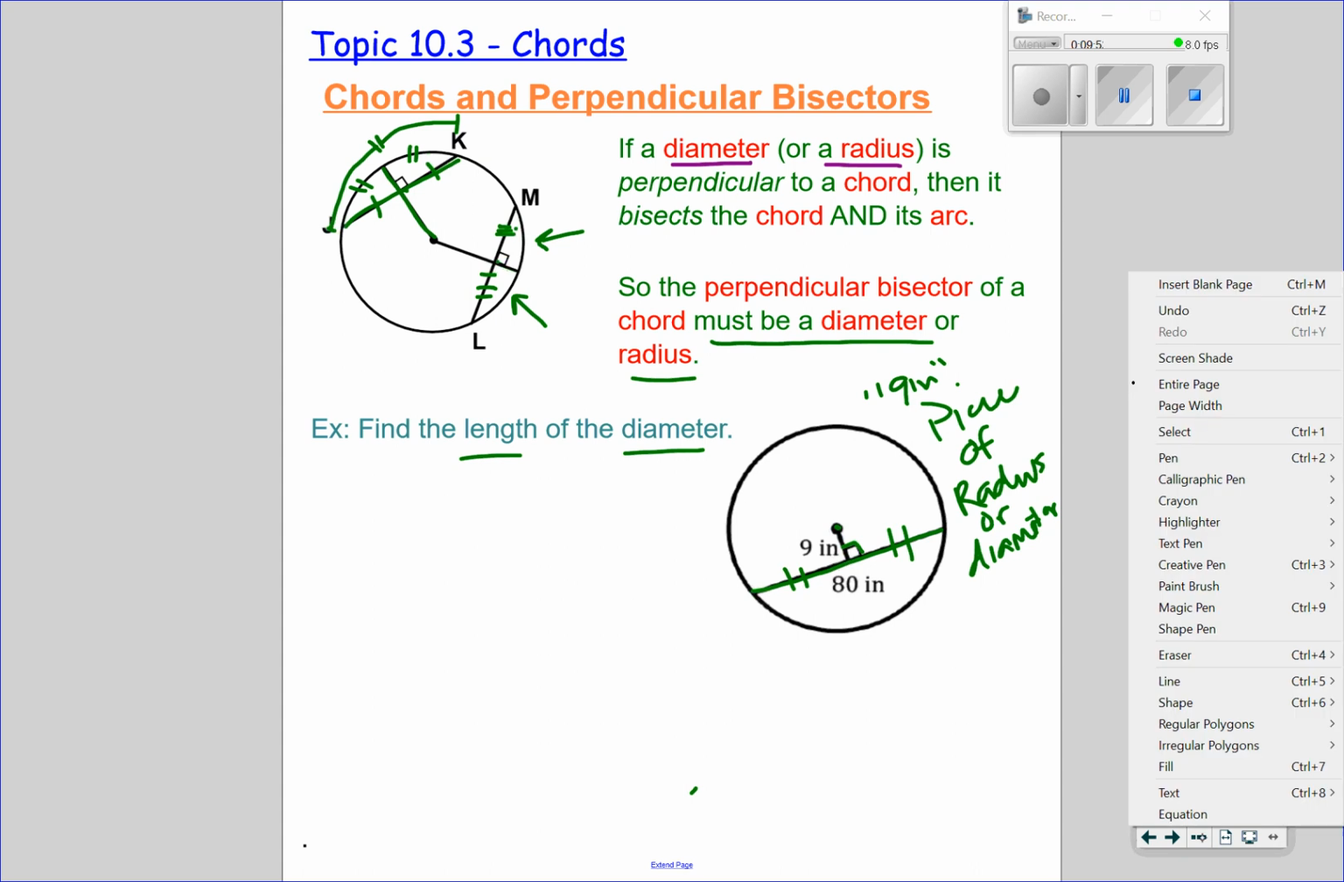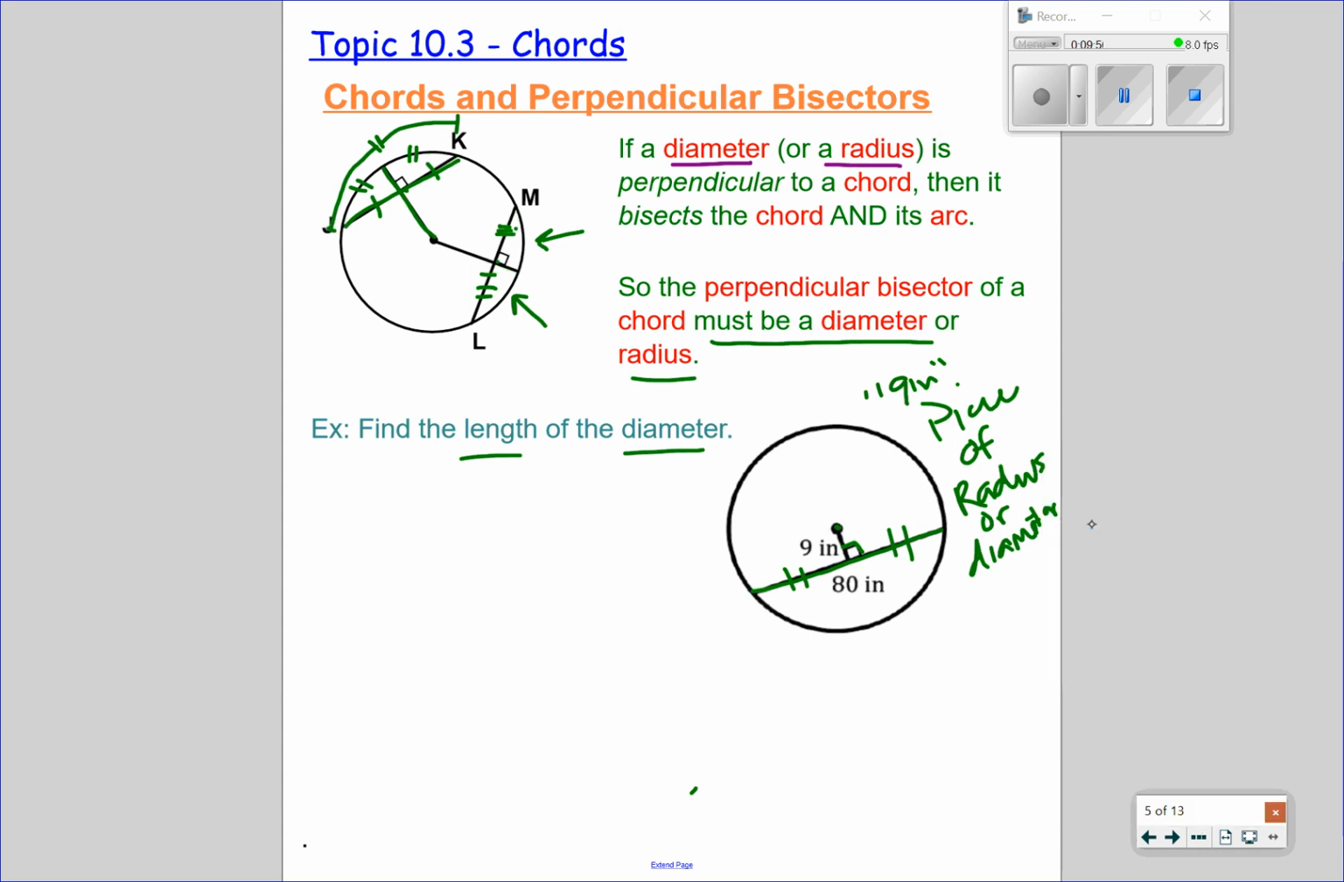We don't have a radius or a diameter fully drawn on this diagram, but we can draw one. We know a radius can go from the center point to the edge of the circle. So right now I just made a triangle, and specifically I just made this triangle. Don't be afraid to add lines within your circle to help you out. We know this is 9.